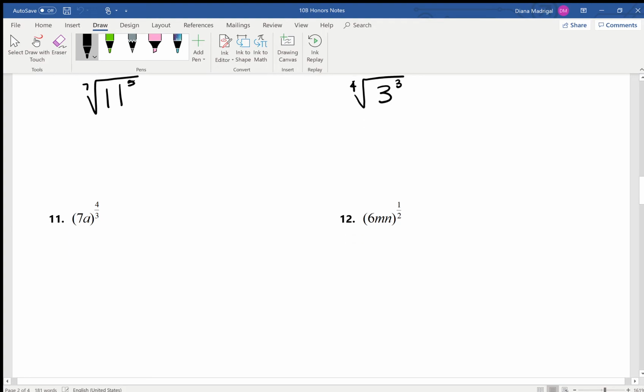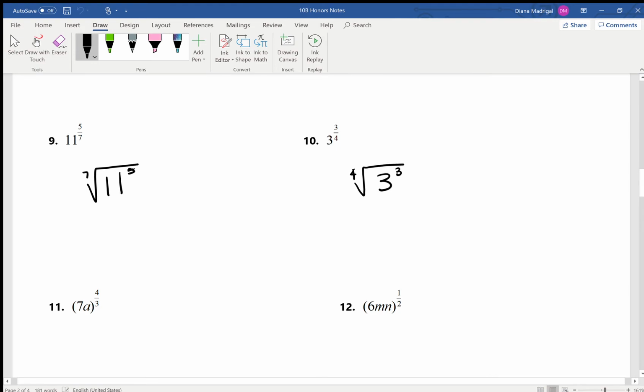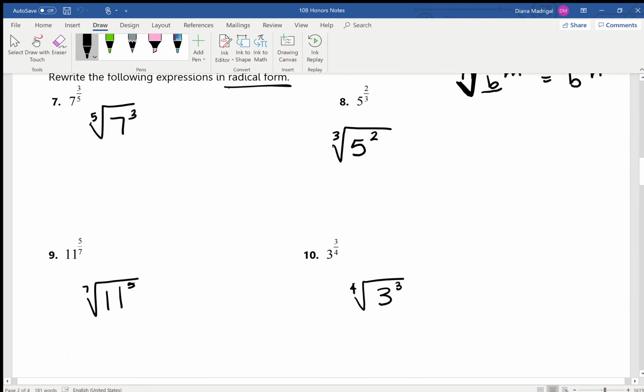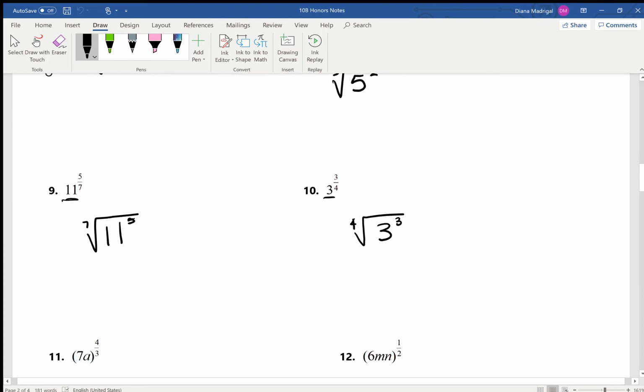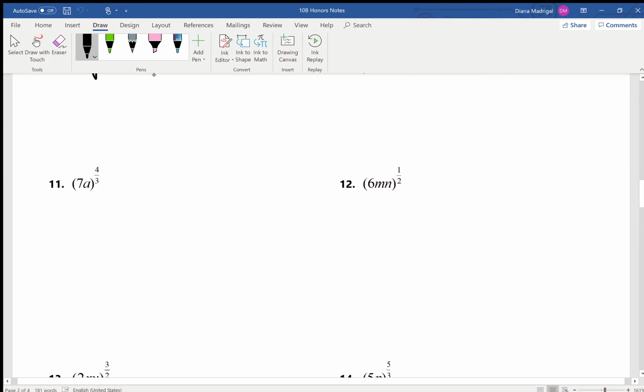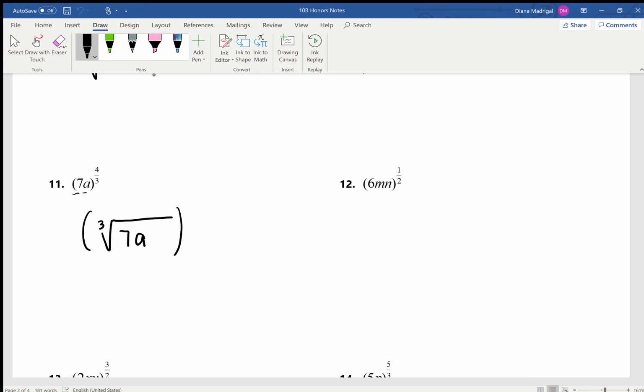All right, next. The next ones are in parentheses. That means that they stick together. And you notice from number 7 to 10, there was only one base. So it didn't really matter. But now we're talking about two different bases. And it's in parentheses, okay? That means that they both are going to be in the radical. So 7a, parentheses, and 3 goes inside. The 4 goes outside now.